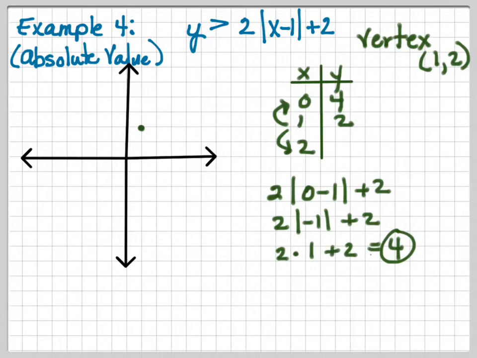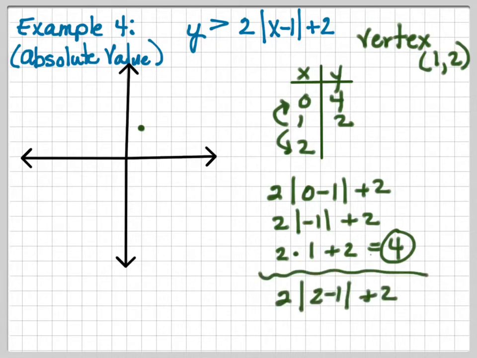Now let's check out 2. And what we're hoping, if we haven't made any arithmetic mistakes, is that we'll get the same y value because of the symmetry that we have in absolute value. But let's try it just to check it out. So we have 2 times the absolute value of 2 minus 1, plus 2, which is 2 times 1 plus 2, which is 4. So there we have 4. So we'll plot our (0, 4) and our (2, 4).